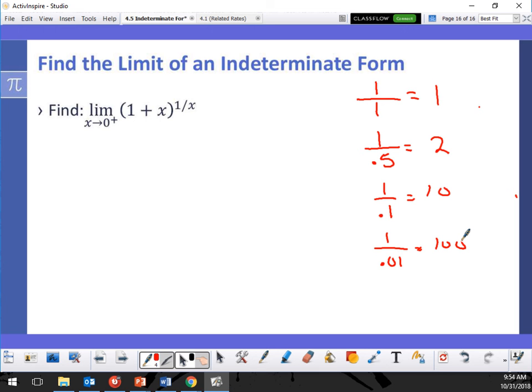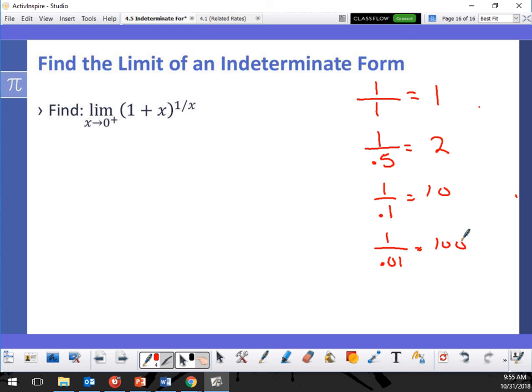As we get closer to 0, we get bigger numbers. It's getting closer and closer to 0 from the right-hand side, so it's always going to be positive. As I get my denominator closer and closer to 0, I keep getting larger and larger numbers. So as I get close to 0 from the right-hand side, this is going to go up to infinity. So my exponent is going to infinity because of that.